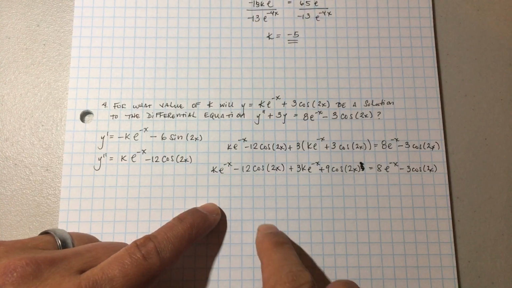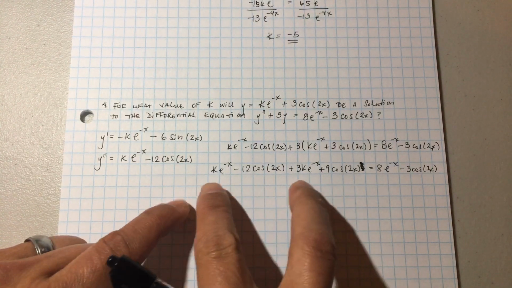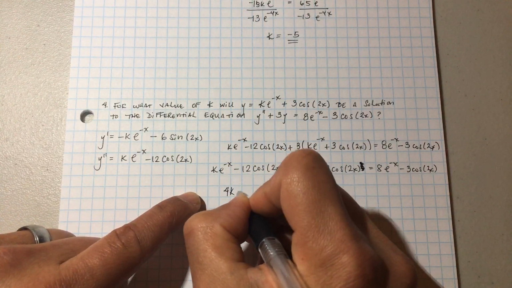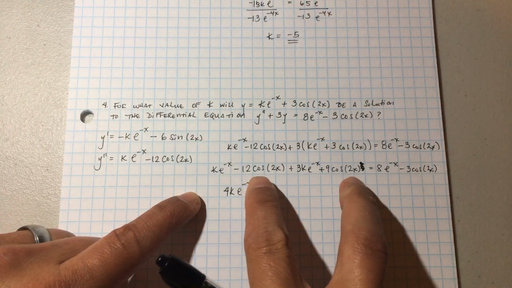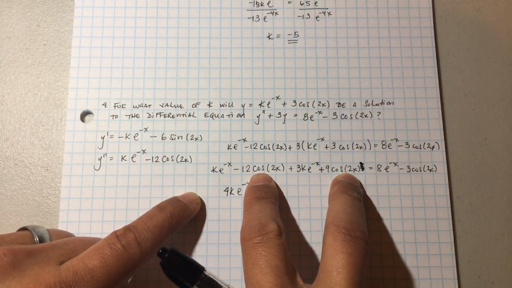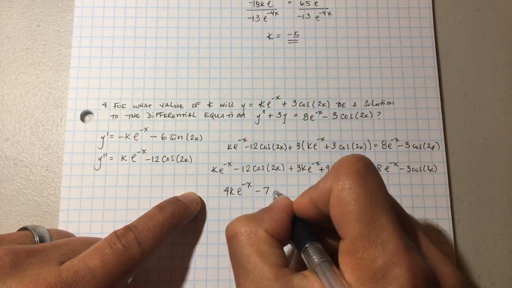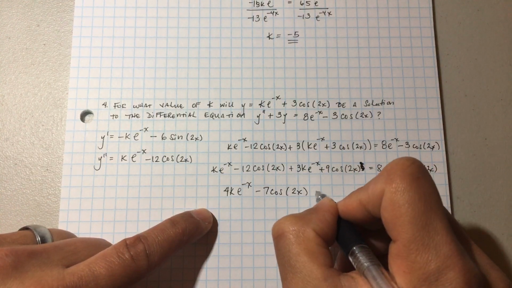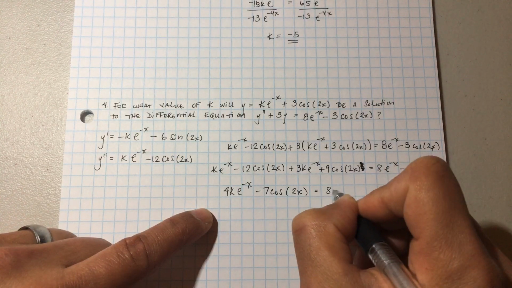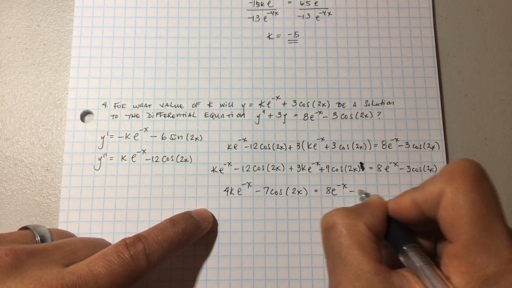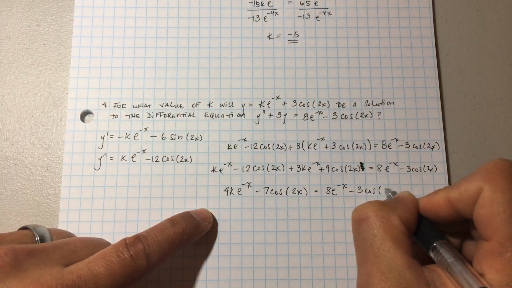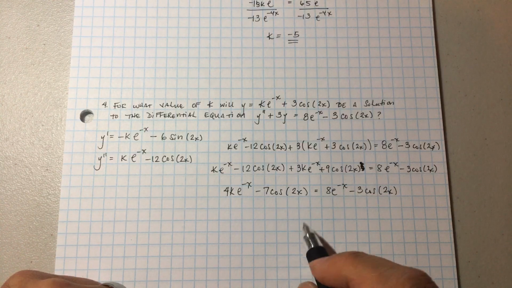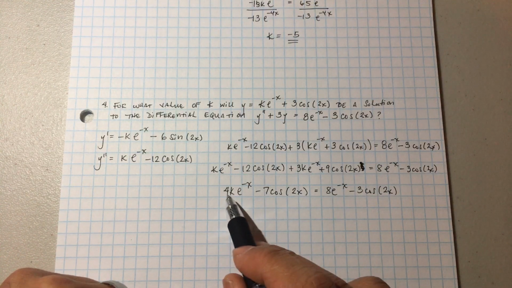All right, let's see, what can we put together? These two together, so the k and then 3k is going to give me 4k e to the negative x. And then these two, negative 12 plus 9, is going to give me negative 7 cosine of 2x. Is going to equal 8 e to the negative x minus 3 cosine of 2x.